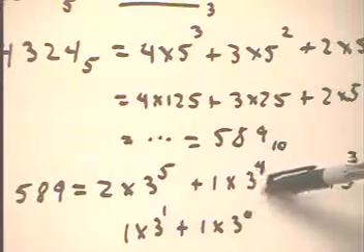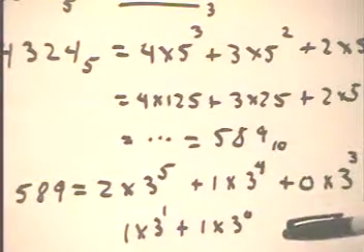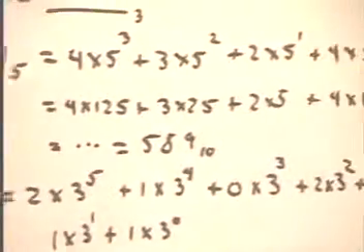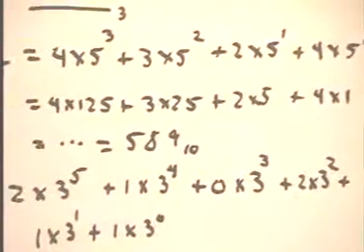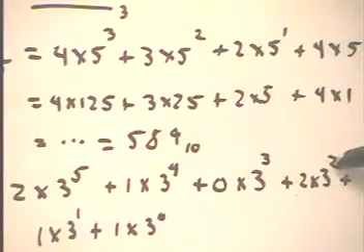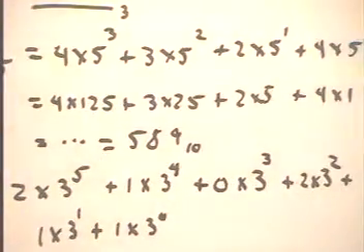Okay, then we have 1 times 3 to the 4th, which is 1 times 81. We need an 81, and to get 103, that leaves us 22. 3 to the 3rd is 27. We don't need any of those. We're only looking for 22. But 3 to the 2nd is 9. To make up 22, we can use 2 of those. That's 18, leaving us 4.